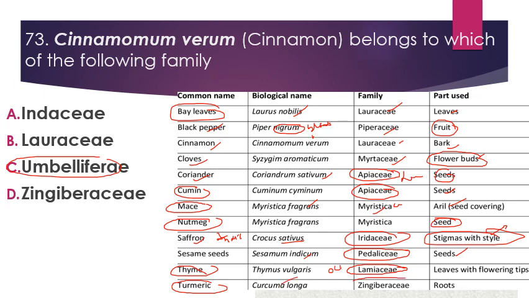नेक्स्ट इज टर्मरिक. साइंटिफिक नेम इज कर्कुमा लॉन्गा. फैमिली इज जिंजिबरेसी और इसमें पार्ट यूज़ होता है. इट्स नॉट रूट, इट इज़ राइजोम, that is underground stem. Same is the case with ginger.